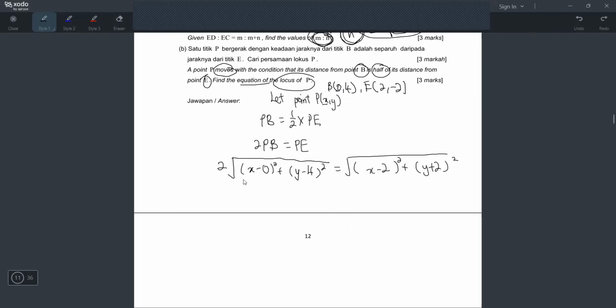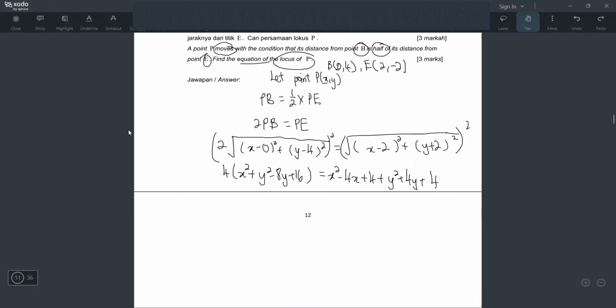Okay, how to get rid of the square root? You square both sides. Then what about the 2? The 2 also square, right? When you square both sides, the 2 also gets squared. So 2 square, you will get 4. And then what happens to the square root? It will disappear. Because when you square it, square root and square, they cancel each other. So now you are left with whatever inside here. So x minus 0 square is just x square. And then plus, expand this thing, you will get y square minus 8y plus 16. Okay, equals, square root and square, they already cancel each other. Expand this, you will get x square minus 4x plus 4. Expand this, you will get y square plus 4y plus 4. Right? So this is how you do it.